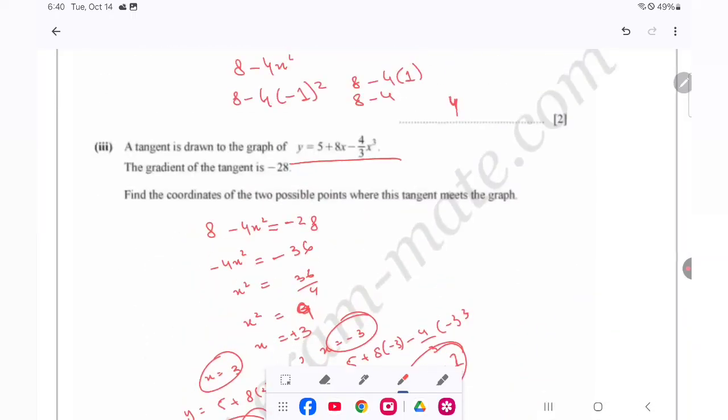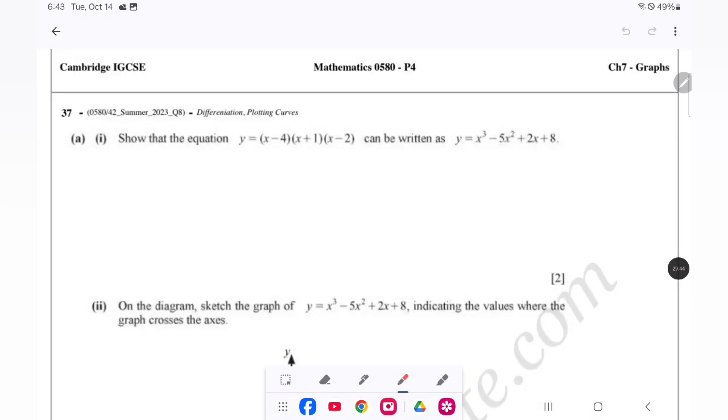So this is the third part. In 37 question A part 1, the equation is given and we have to prove that y is equal to x cube minus 5x square plus 2x plus 8, and we did a similar question previously.